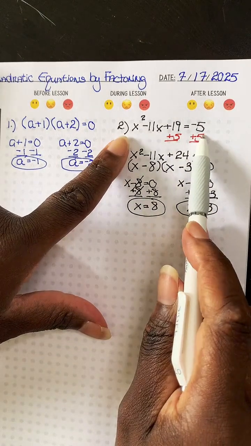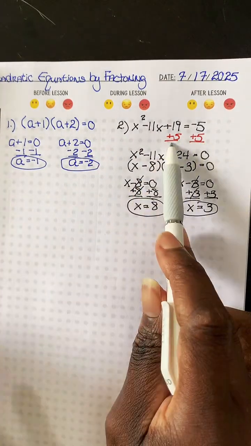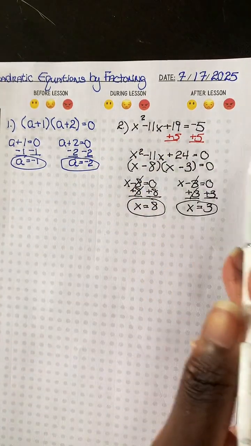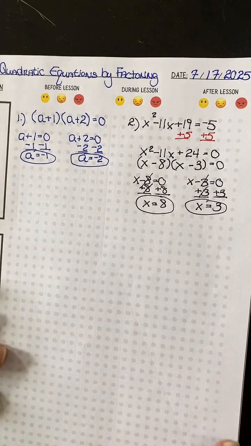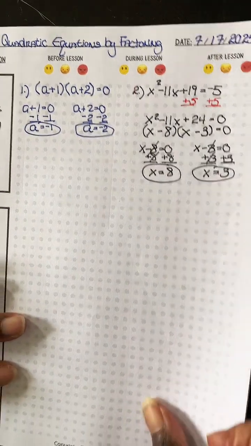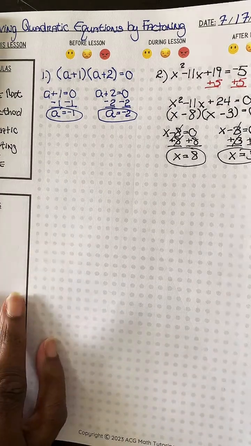If not, you can make it equal to 0 by adding or doing the opposite in order to find our constant. Sorry, thought I was gonna sneeze. It's like there's a lot of stuff going on here. I'm like falling apart over here.